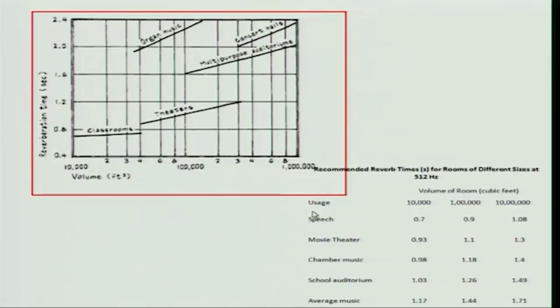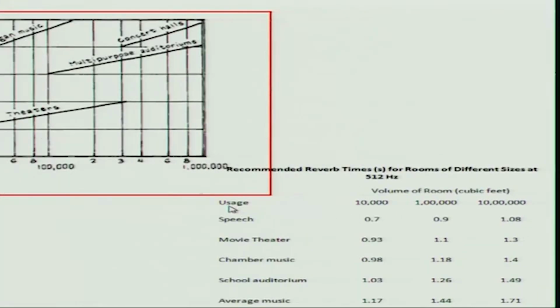So this is one table, and let's look at this table. So you say this column is usage. So I can have a room where I am just talking, regular speech, or I can have a room which is like a movie theater, or where a lot of music is played, or an auditorium, or some regular music is played. And then this room could have different sizes, 10,000 cubic feet, 1 lakh cubic feet, 10 lakh cubic feet, and so on and so forth.